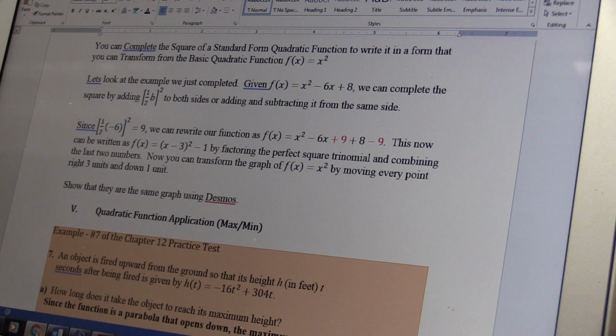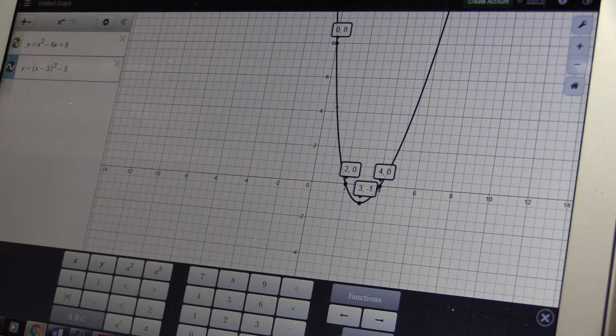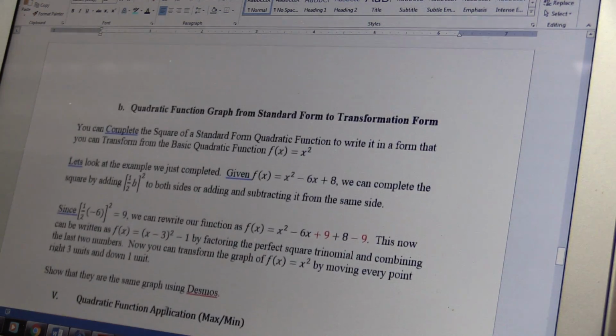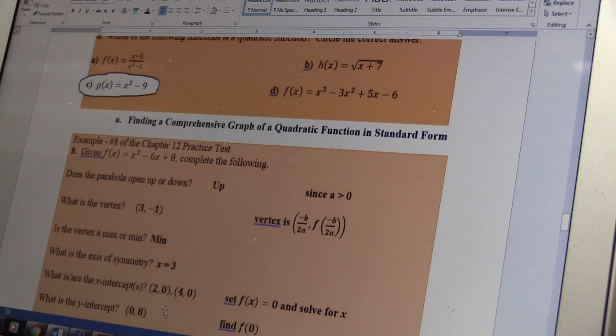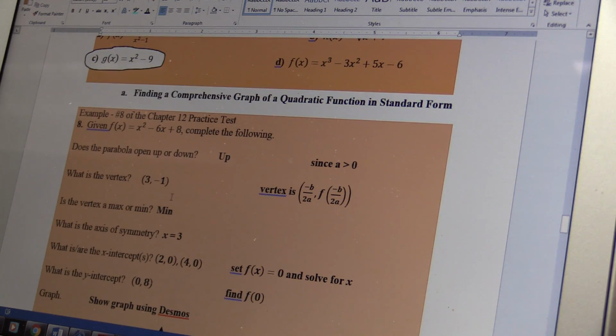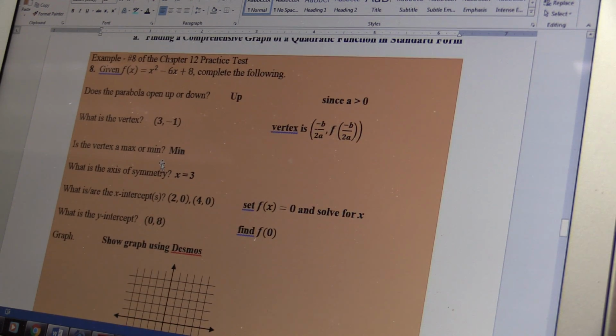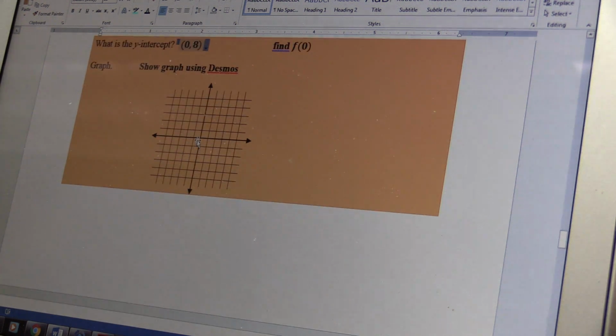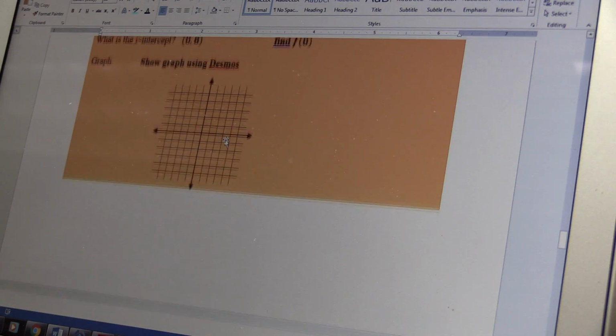Most people don't, but just make sure that you do know how to graph a comprehensive graph. I am going to ask on the test something like this, where I'll have all these types of questions, and I'm going to ask you, okay, what's the vertex? Is it a min or a max? Same kind of thing, and you're going to want to be able to fill that out and then graph a comprehensive graph of the function.